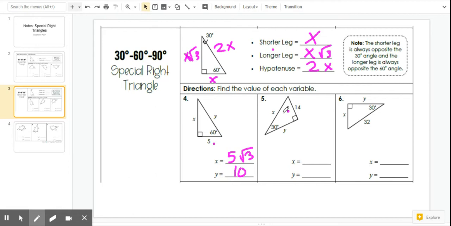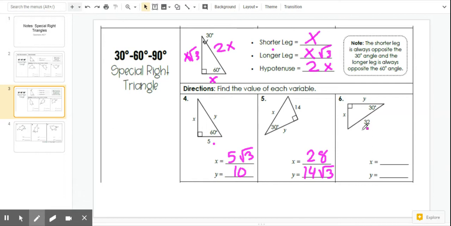All right, so next one, this time they give us the shorter leg again. This triangle is just kind of flipped on its side, but the 14 is across from the 30, so they're still giving us the shorter leg. In this case, X is the hypotenuse, because X is across from the right angle. So the hypotenuse is 2 times the shorter leg, so 2 times 14 is 28, and Y is the longer leg. So Y is 14 times the square root of 3.